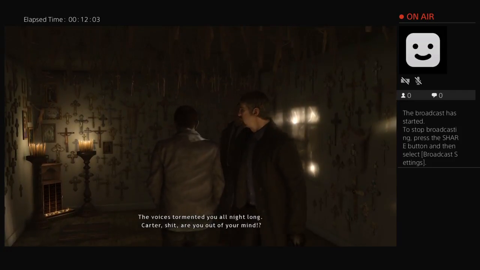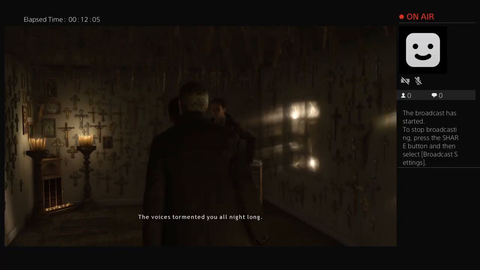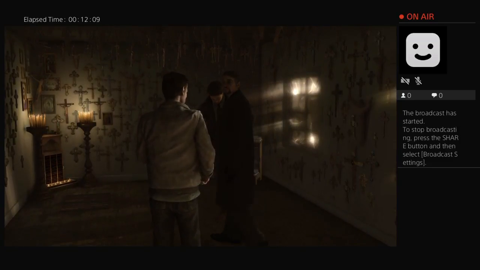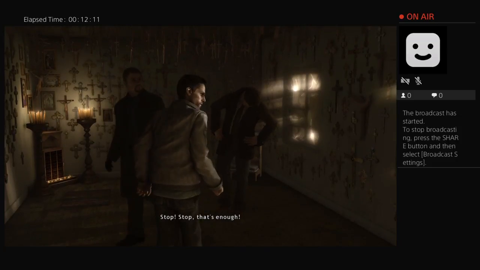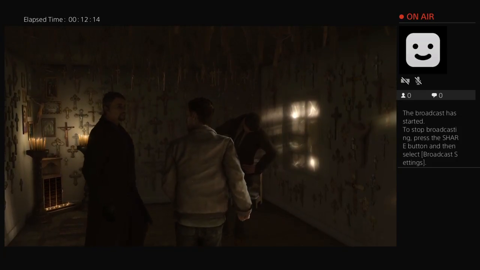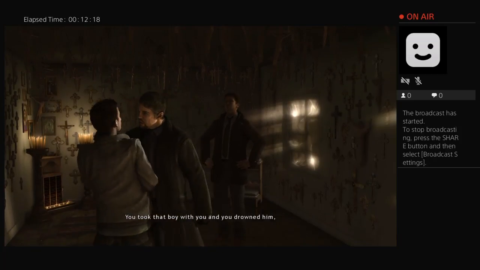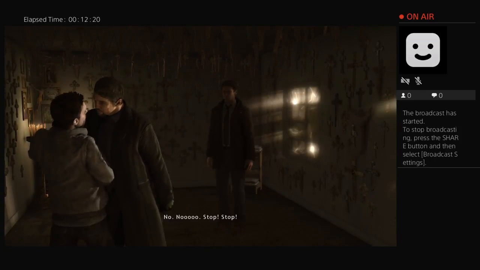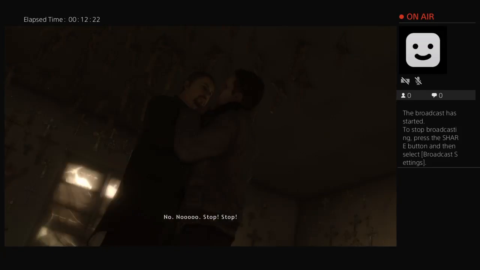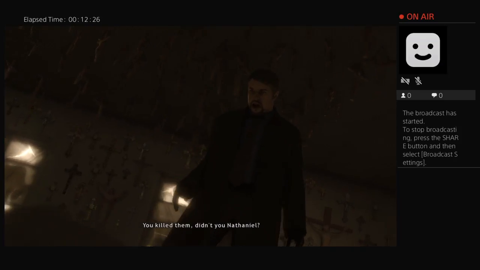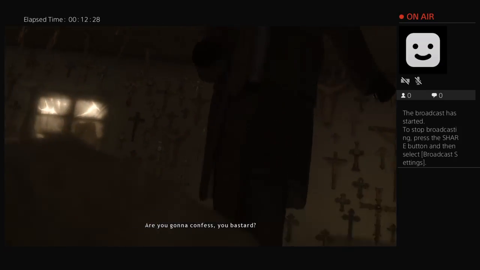He told you to go and find that kid in the park. You're out of your mind. The voices tormented you all night long. You wanted them to stop, didn't you, Nathaniel? Stop! Stop! That's enough! So you obeyed them to make them stop. You took that boy with you and you drowned him. Isn't that right? No! Stop! Stop! You killed them, didn't you, Nathaniel? Are you gonna confess, you bastard?